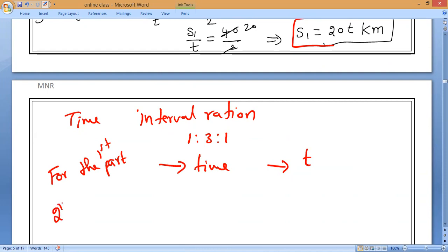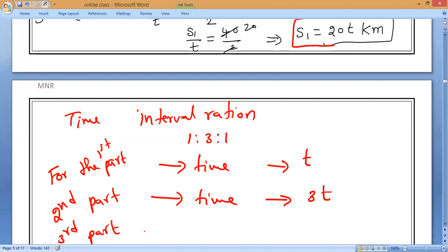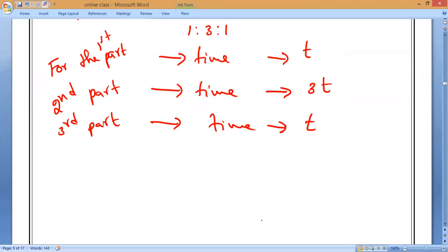Now for the second part, what will the time become? Second part is 3 times. So time will become 3t. Understanding? For the third part, time will become what? T. Again, it is t. Understanding?